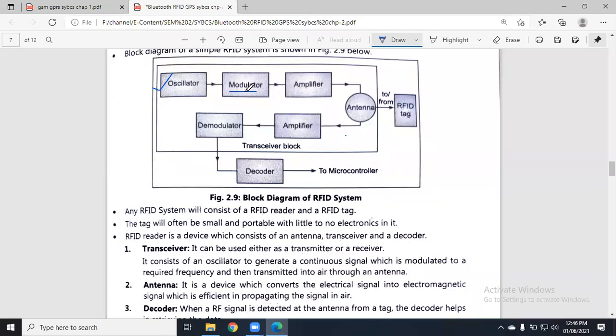A modulator is a circuit which is going to perform the modulation process. Now, what is modulation? Go and find out and tell me in the next lecture. A modulator is a circuit which performs the process of modulation.